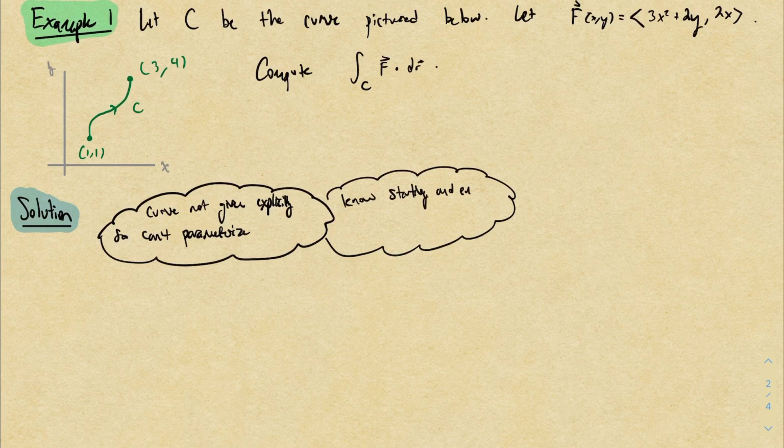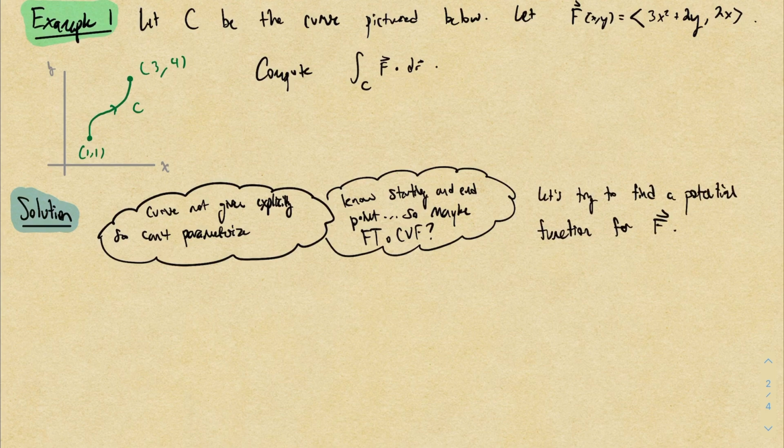So I open up my toolkit, and my newest shiny tool is the fundamental theorem for conservative vector fields. I know that if this vector field was conservative, I wouldn't have to worry about the path that I take, and I only care about the endpoint values. So let's cross our fingers, hope that this is conservative, and try to find a potential function. So what do we want to do? We want to find a function little f such that the gradient of that function is our vector field.